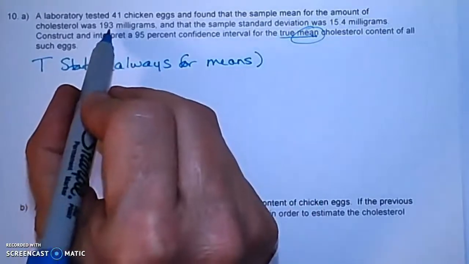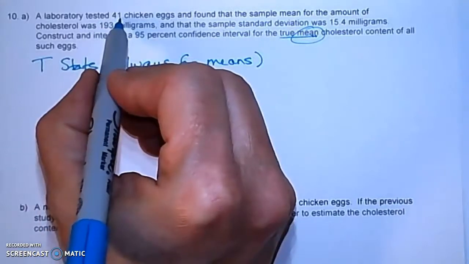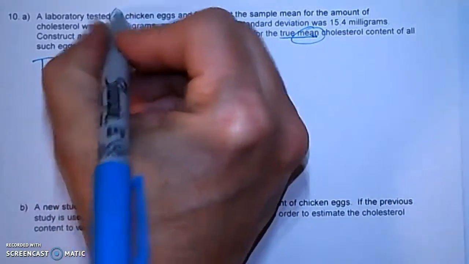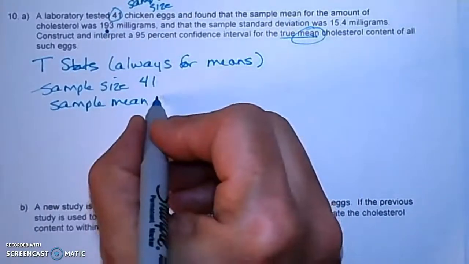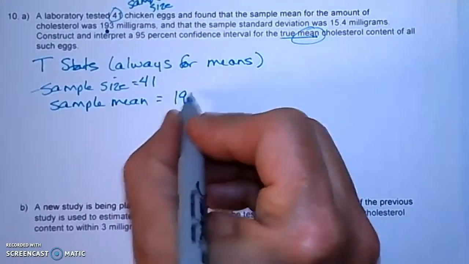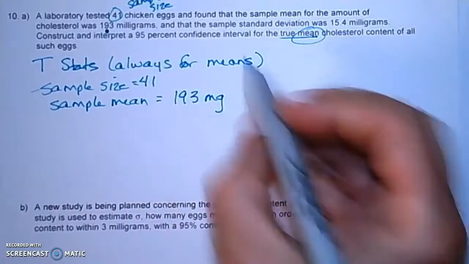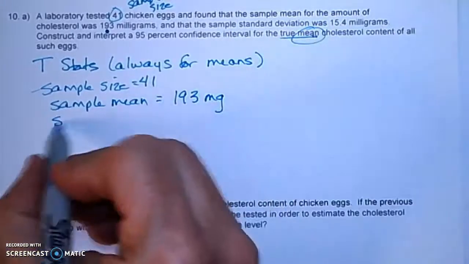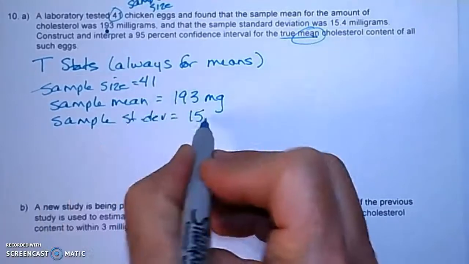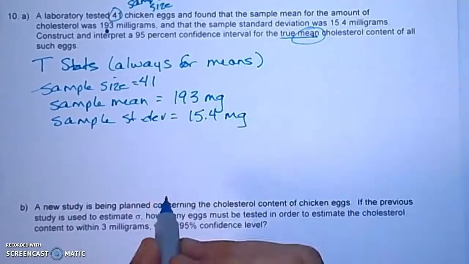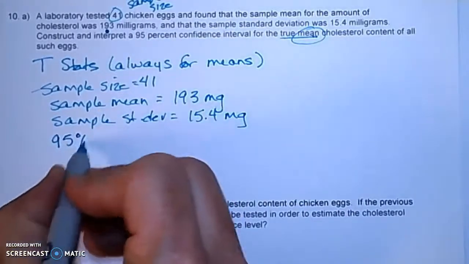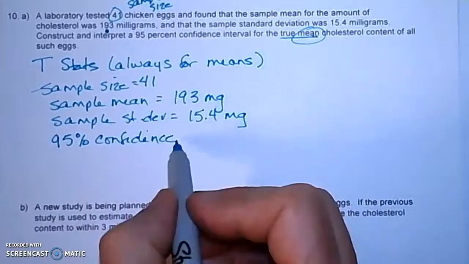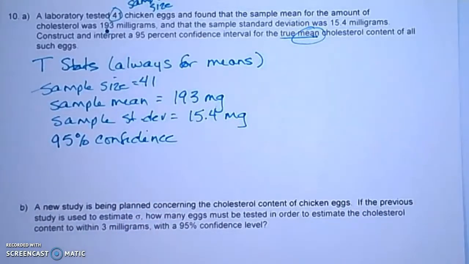The information I have is that they tested 41 chicken eggs. That would be my sample size. My sample mean would be 193. And it also gives me my sample standard deviation is 15.4 milligrams. And I want to do a 95% confidence interval. I'm going to need all of those things to use my StatCrunch procedure.